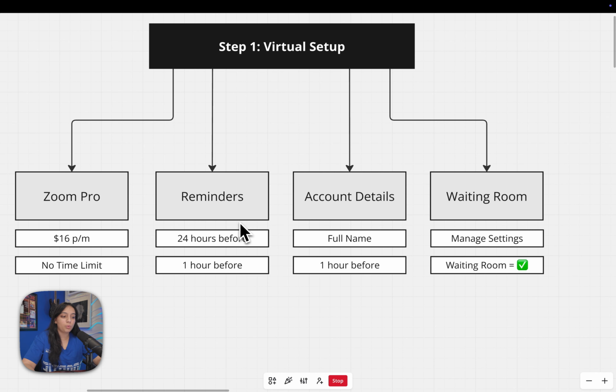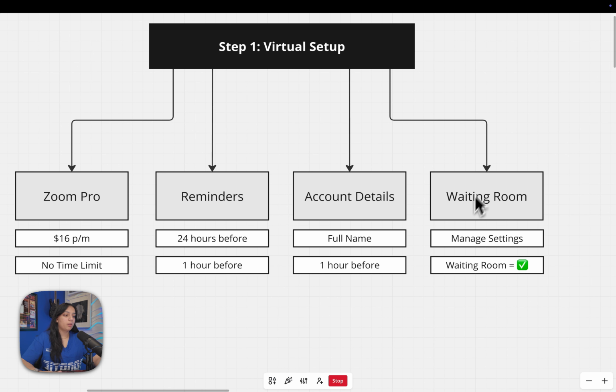The next thing is you want to make sure that you set up meeting reminders to ensure that your prospects actually arrive for the meeting. Now, when it comes to account details, you want to make sure that you change your display name on Zoom from Zoom user, which is the default setting, to your full name. And in addition to this, make sure that you also have a profile picture. This can be either a headshot of yourself or your agency logo. Either work, but do not leave it blank.